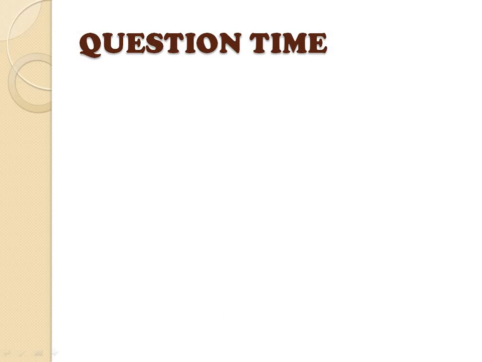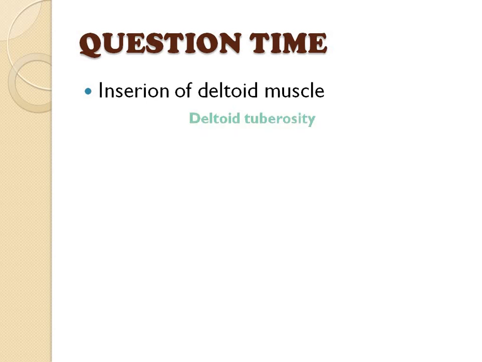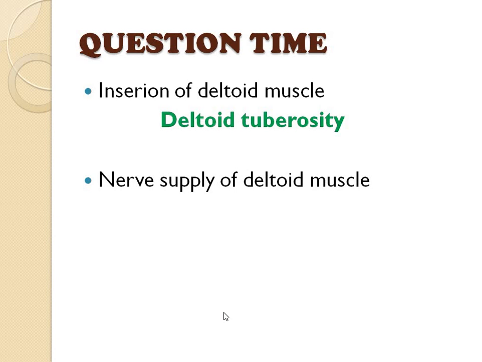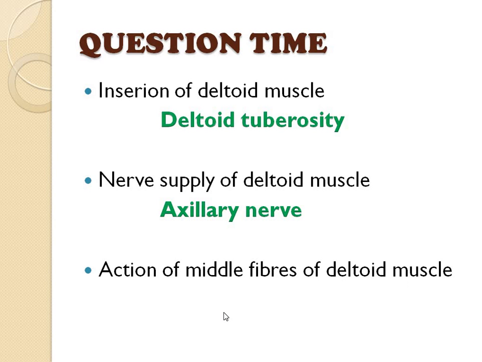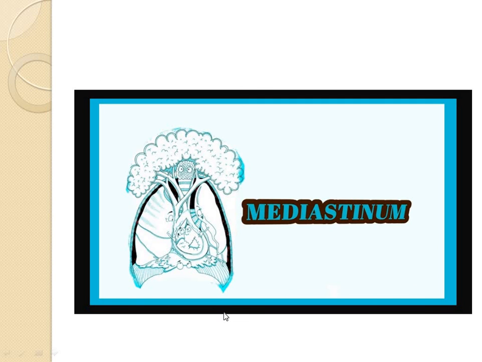Now question time. Insertion of the deltoid muscle is the deltoid tuberosity of the humerus bone. Nerve supply of the deltoid muscle is the axillary nerve. Action of the middle fiber of the deltoid muscle is abduction. My last video is mediastinum.